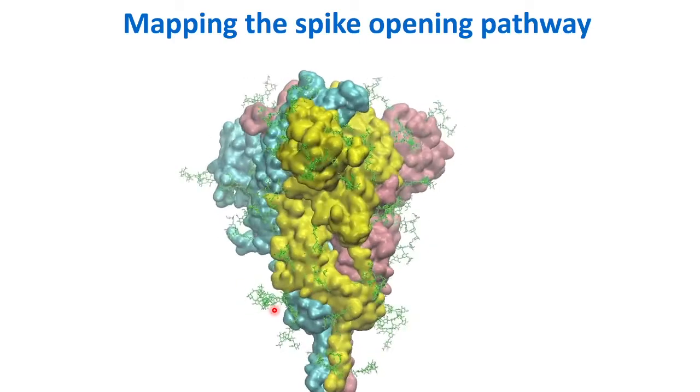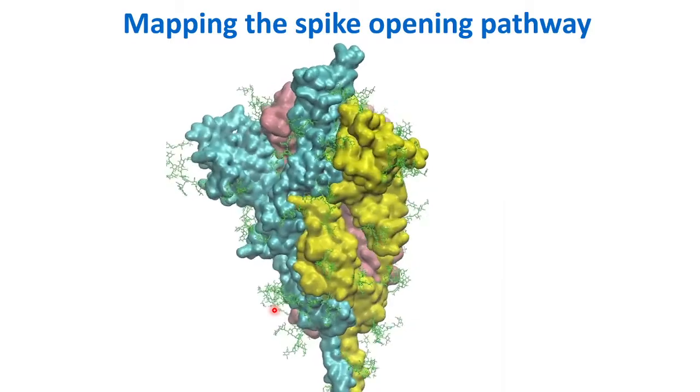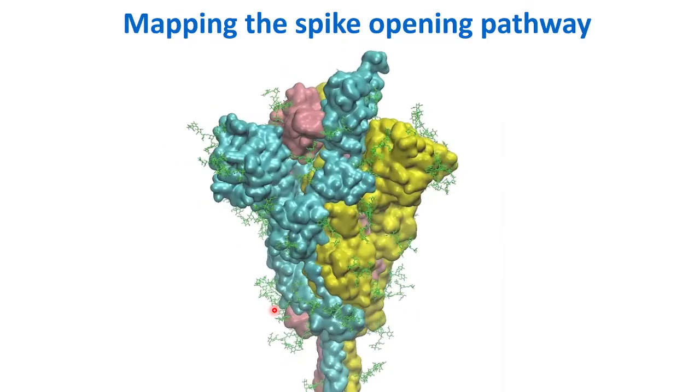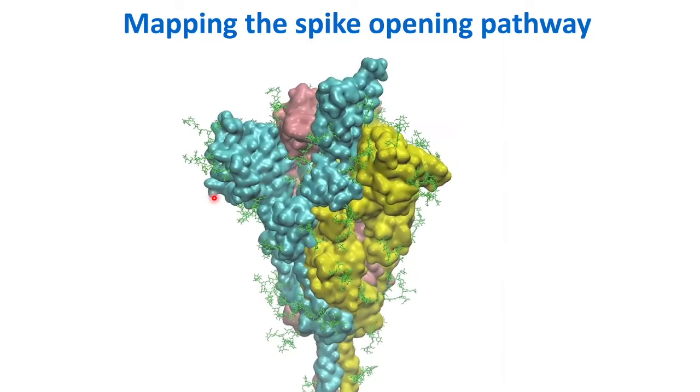We're going to map out that process of opening and closing so we not only know what our initial and final structures are, we can see where the energy basins are, have some idea how much energy it takes, and look at intermediate structures. One of the things that we noticed was that there was a pocket here in a conserved region that we didn't see in the experiments. That region was too fuzzy.